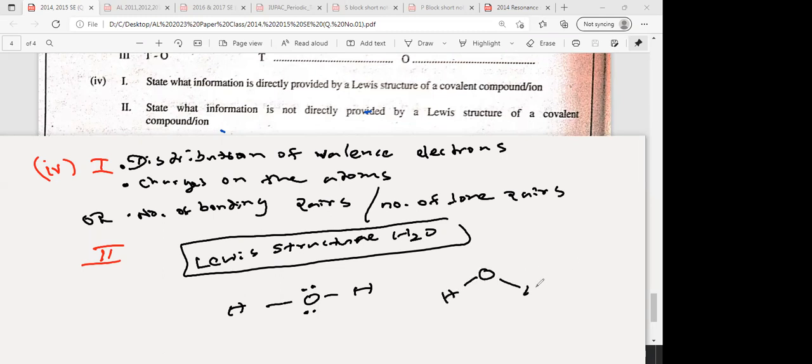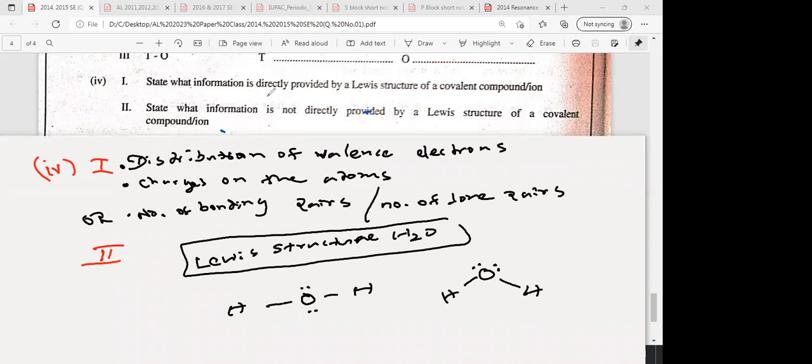If you want, you can draw this way also. Which one is correct? Now imagine in the exam you get, okay, I will give a very simple one. Draw the Lewis structure of the water molecule. One student is drawing the first one and the other student is drawing the second one. Which one is correct, or will you give full marks for both students?